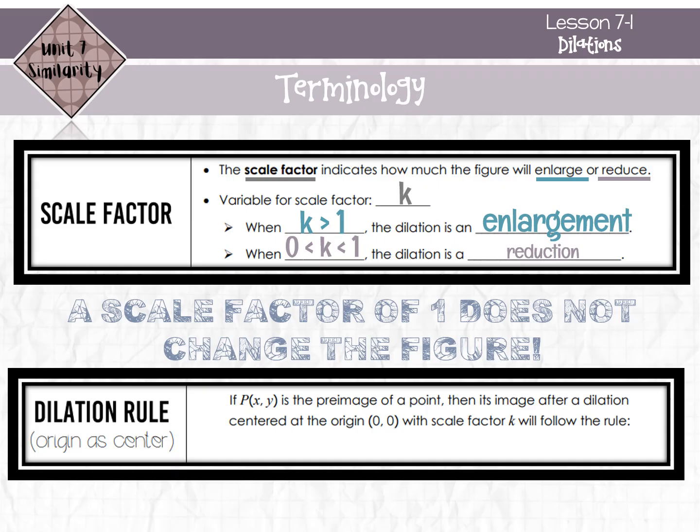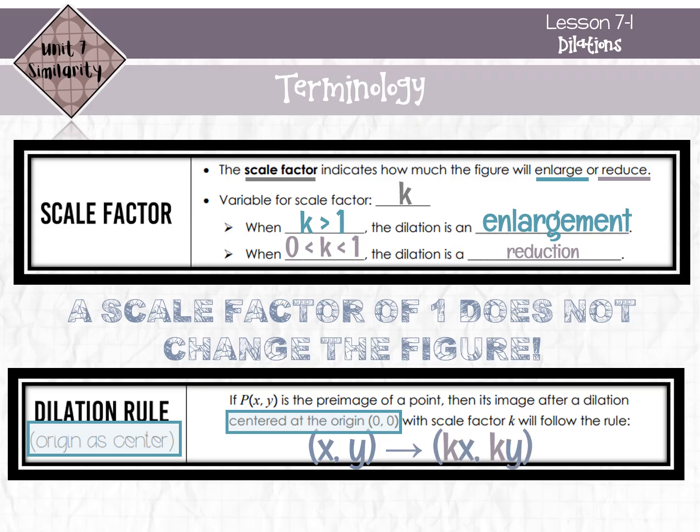Dilation rule. If the point P(x, y) is the pre-image of a point, then its image after a dilation centered at the origin (0, 0), this works when it's centered at the origin, with scale factor k, we'll follow this rule. All points (x, y) go to the point (kx, ky). So all you have to do is multiply both the x and the y of the point by the scale factor.